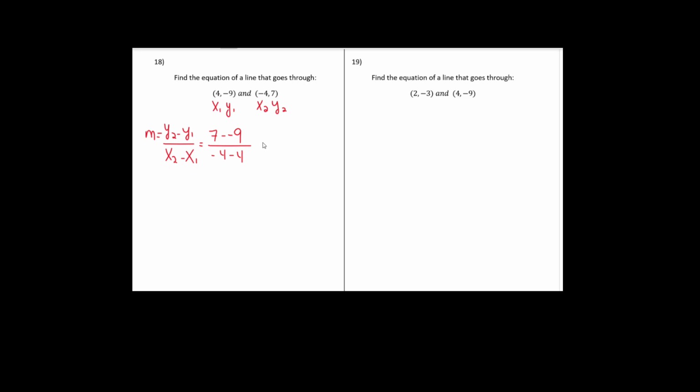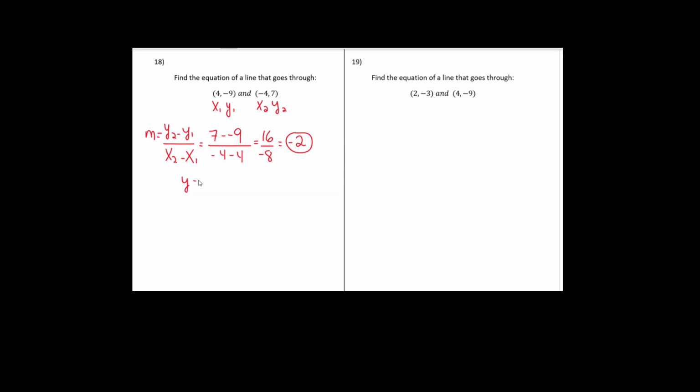minus 4. So 7, negative negative becomes a positive, so 7 plus 9 is 16. And on the bottom I have negative 8. Divide 16 by negative 8 is negative 2. So that would be my slope.